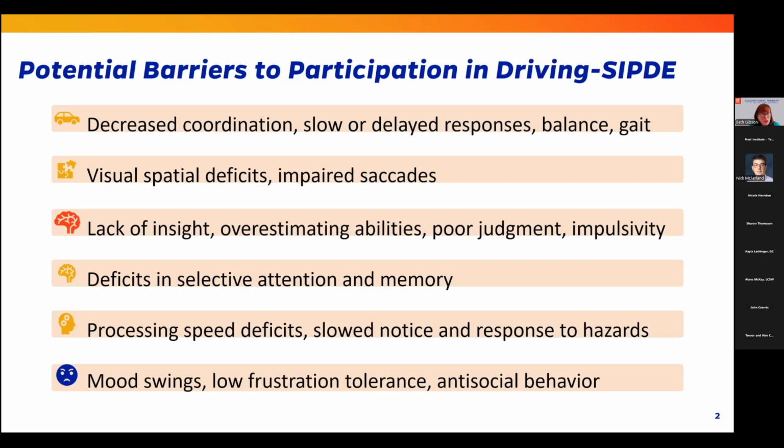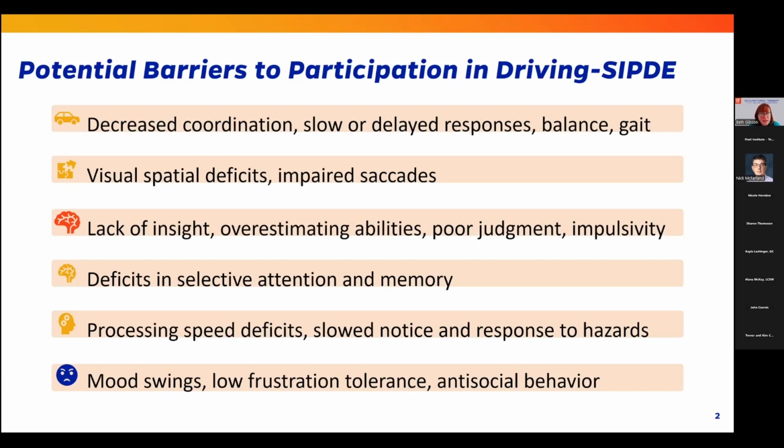If you have spatial difficulties, you may have a hard time judging where things are in relationship to you. So that could affect your ability to tell where your car is within the lane or where something else is relative to you. So maybe parking is a problem.